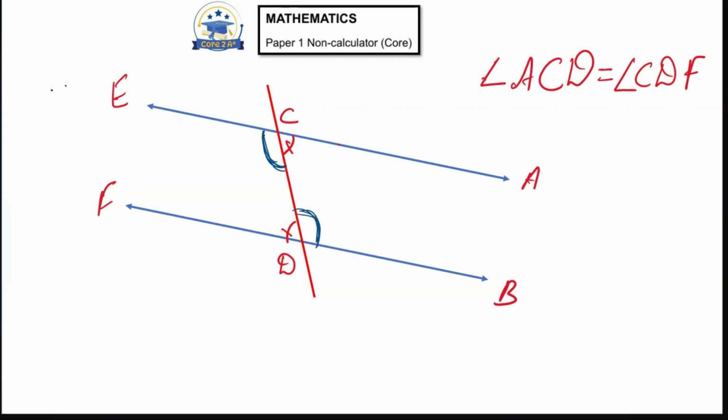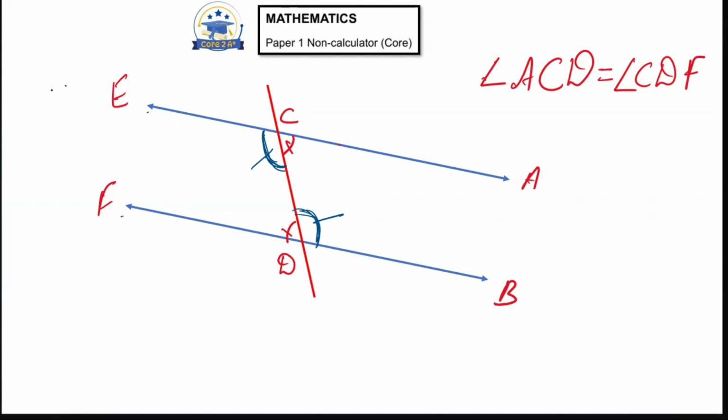These two angles are called alternate angles. It means ECD is also equal to FDC, right? These are called alternate angles, and they must be equal to each other. That's why we call them alternate angles. Alternate angles are always equal to each other.